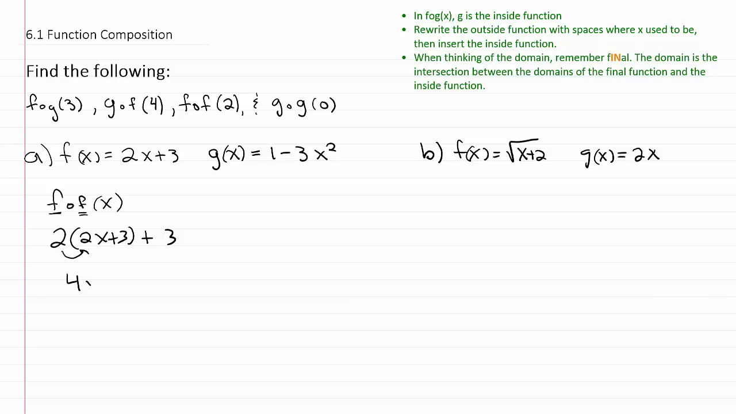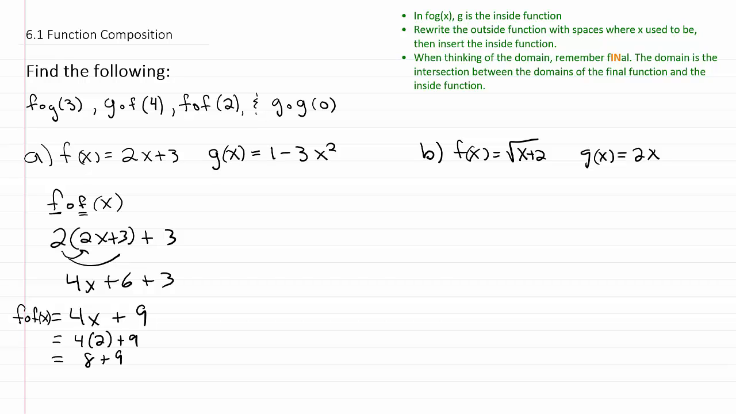We get 4x plus 6 plus 3, so we get 4x plus 9. Now this is f of x, right? And so with f of x, we can basically now plug in whatever we want. We can plug in 2, for example, to see what that is. So 4 times 2 plus 9. Of course, then you get 8 plus 9. And then finally, you have 17 as your answer.